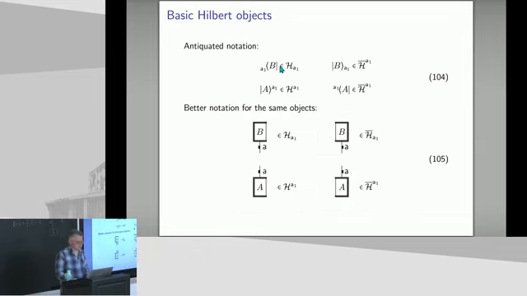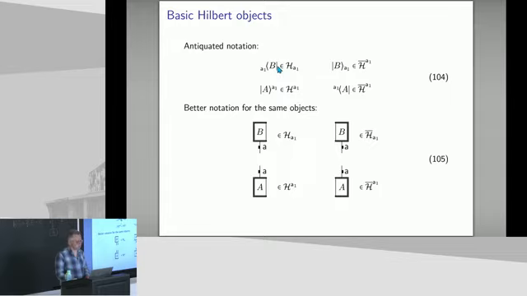Okay, so let's just start with the basic Hilbert objects. So we have here this antiquated notation in terms of bras and kets. We can define four Hilbert spaces, and these are the things that belong to them. And then we have superior notation for the same objects using this diagrammatic notation. Okay, is that clear?